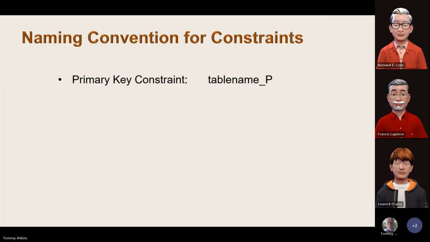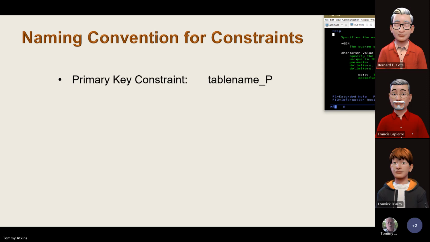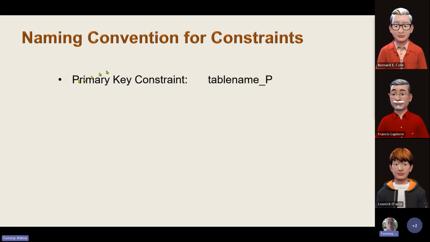So you need to give it a name. Now, in my standards, my table names are all 7 characters long. As a result, to put an underbar P at the end is no problem. Your standards are different for file names, and you may be able to use the underbar P, you may not be able to use it as the name of a constraint.